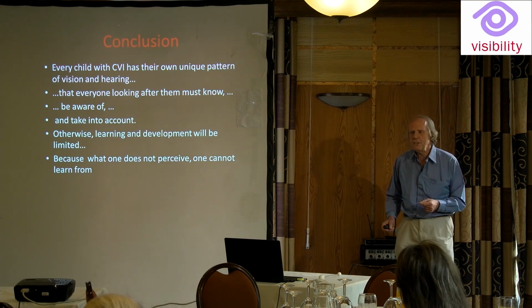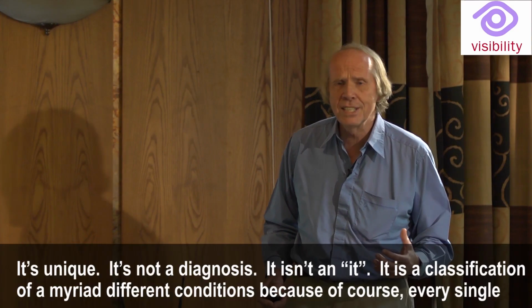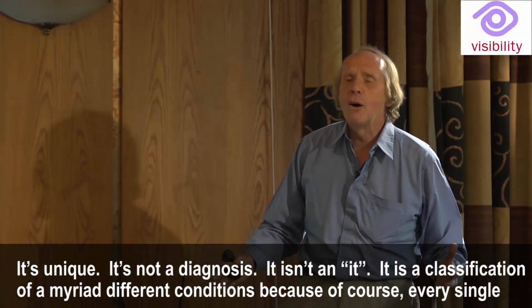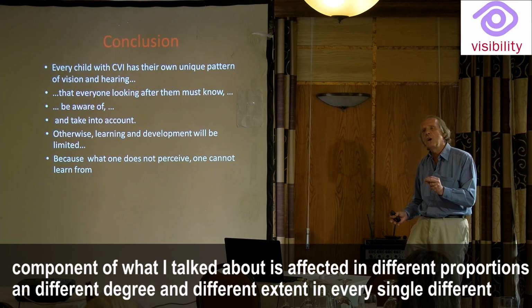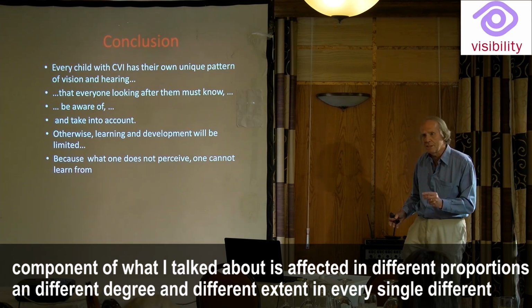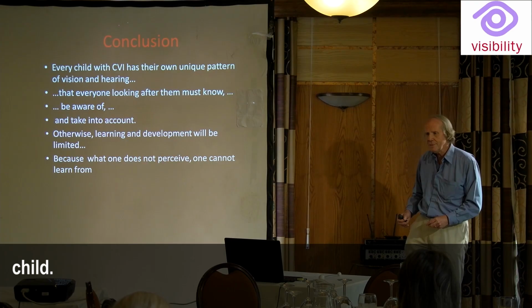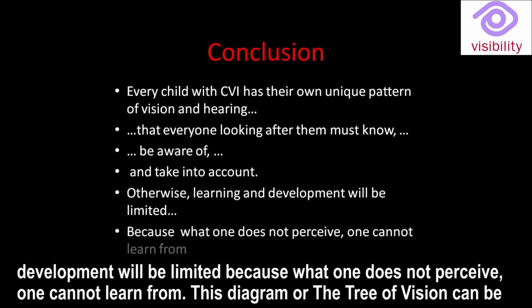So every child with CVI has their own unique pattern of vision and hearing. It's unique. It's not a diagnosis. It isn't an it. It is a classification of a myriad different conditions. Because, of course, every single component of what I talked about is affected in different proportion and different degree and different extent in every single different child. And we need to realize that everyone looking after them must know and be aware of and take this into account, otherwise learning and development will be limited, because what one does not perceive, one cannot learn from.